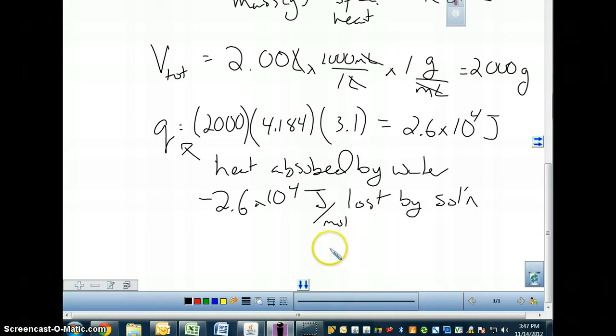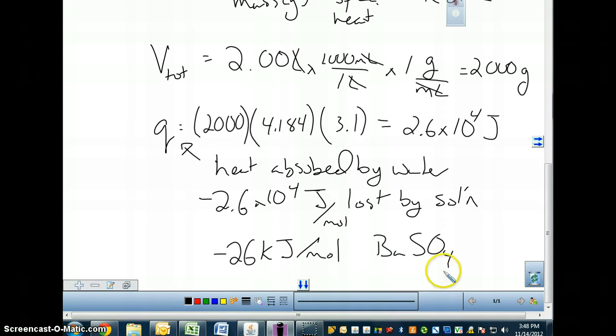And then to convert to kilojoules, we just divide by 10 to the third, and we get negative 26 kilojoules per mole. So the formation of barium sulfate requires losing 26 kilojoules for every 1 mole of barium sulfate formed. Again, this is example 6.5 out of the textbook, located on page 252.